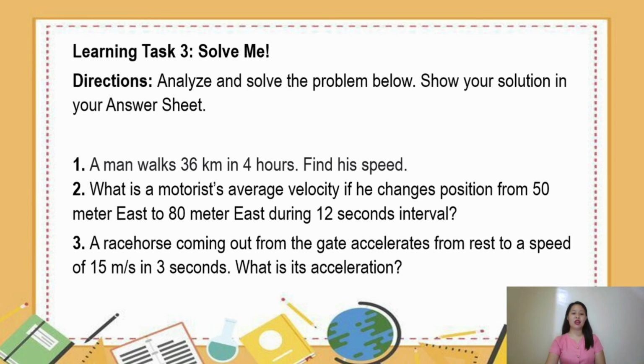And last, number 3, a racehorse coming out from the gate accelerates from rest to a speed of 15 meter per second in 3 seconds. What is its acceleration? Time's up. Let us check.